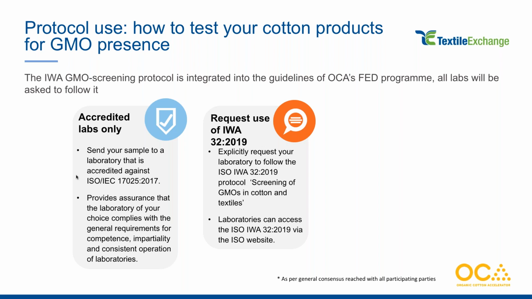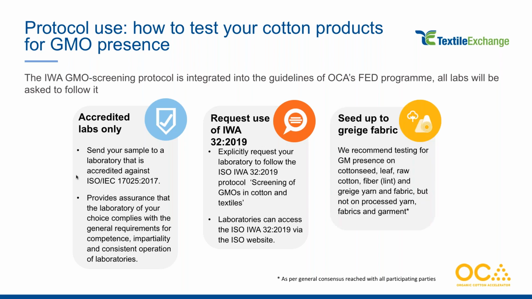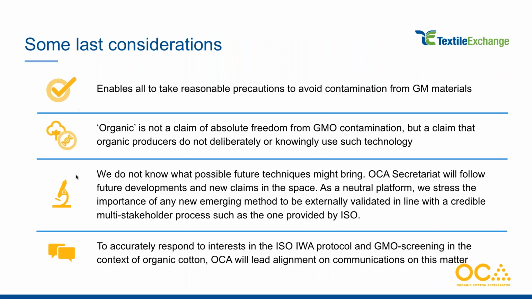The whole protocol is written for labs to be easily understood and work with. It's a very technical protocol, so if you're not a laboratory, it might not be the most interesting document to read. And then, of course, we recommend testing for GM presence on cotton seed, on leaf, on raw cotton, the fiber, the lint, and the gray yarns and the fabrics, but not on these processed yarn, fabrics, and garment. Next slide. So that's how we are currently using it, and you can use it as well.